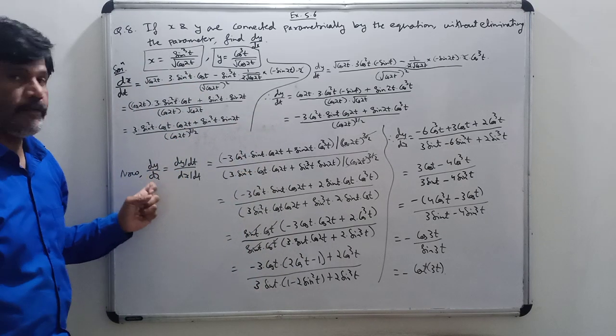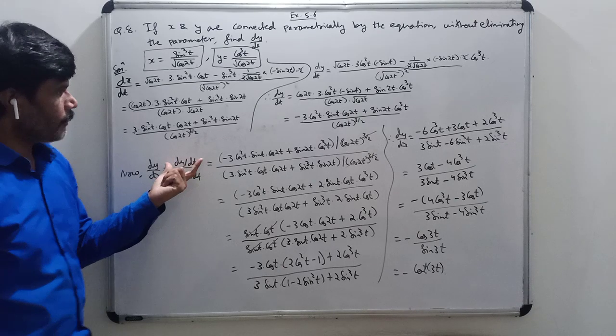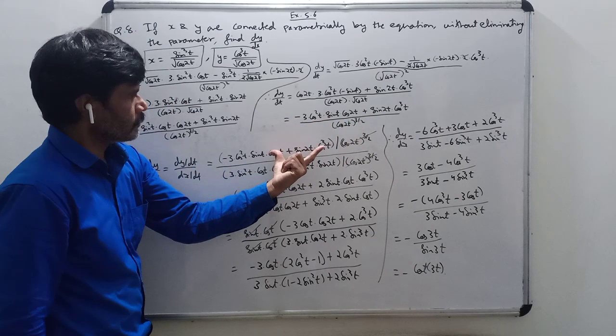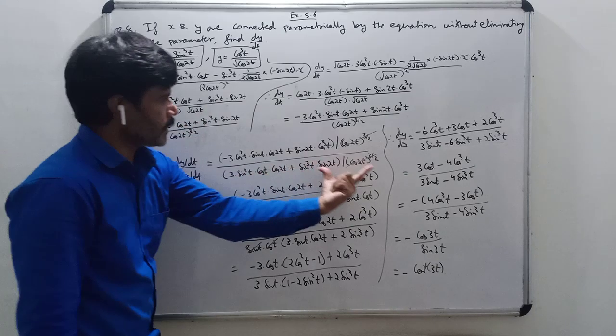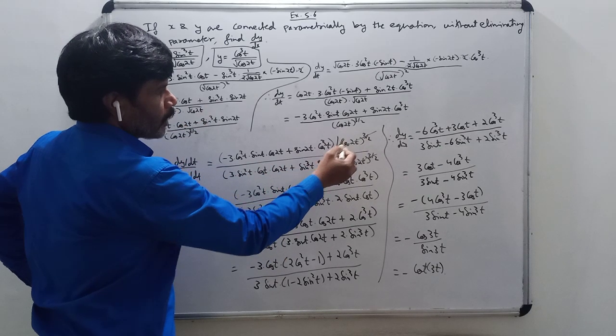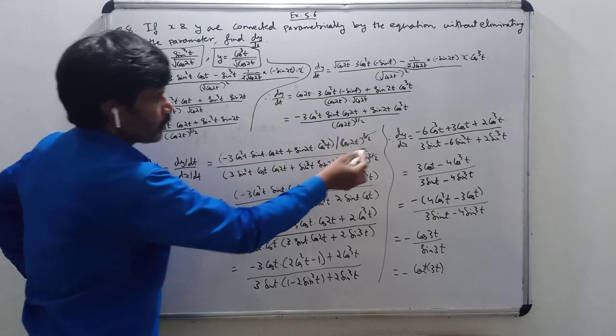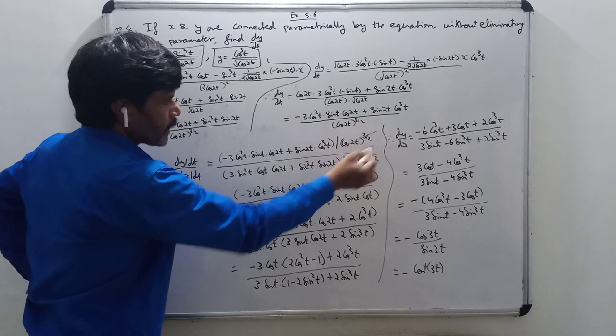Now we want to find out dy by dx. So dy by dx is equal to what? dy by dt upon dx by dt. So dy by dt you put as it is here, and dx by dt you put as it is here. Now you see, the denominator of the numerator part is cos 2t whole raised to 3 by 2, and here also cos 2t whole raised to 3 by 2, so it will get cancelled.